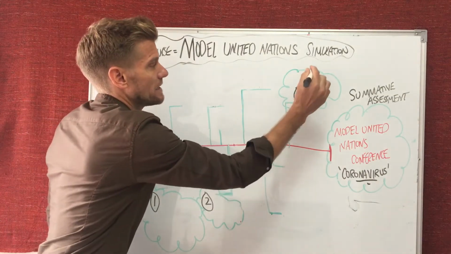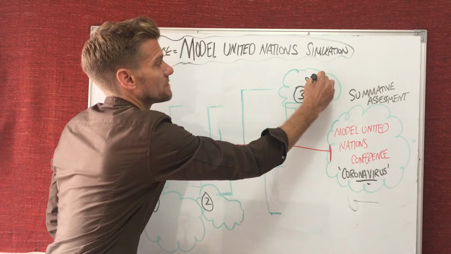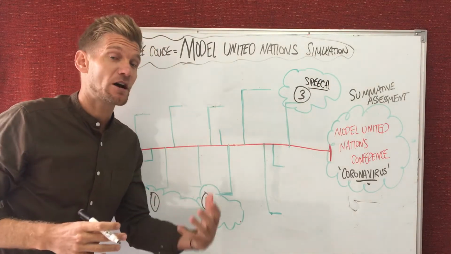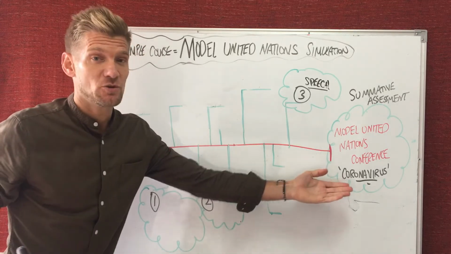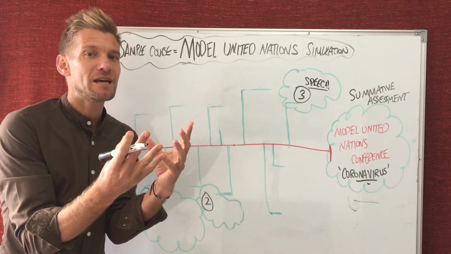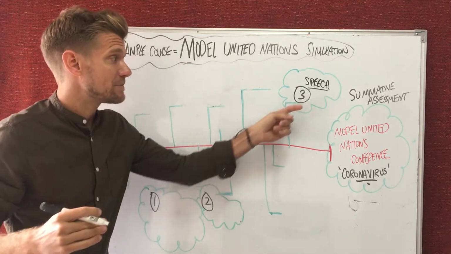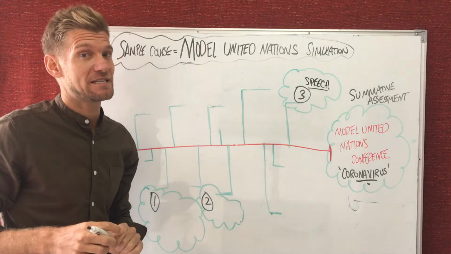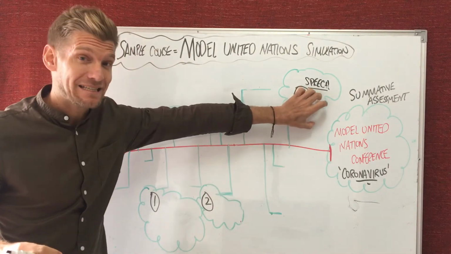So number 3 is they are going to have a speech that they will write, and that speech is essentially going to be their country's position on this issue. It's going to incorporate a lot of research, but they're going to have to weed that research down into just a short 1-minute speech that they will be presenting at the conference itself. So that's the last thing they're going to do.